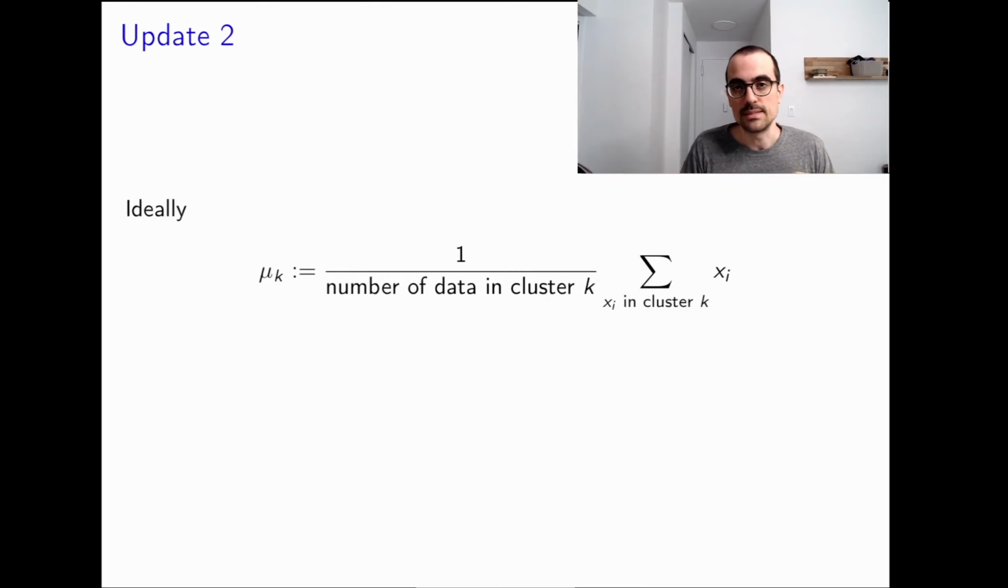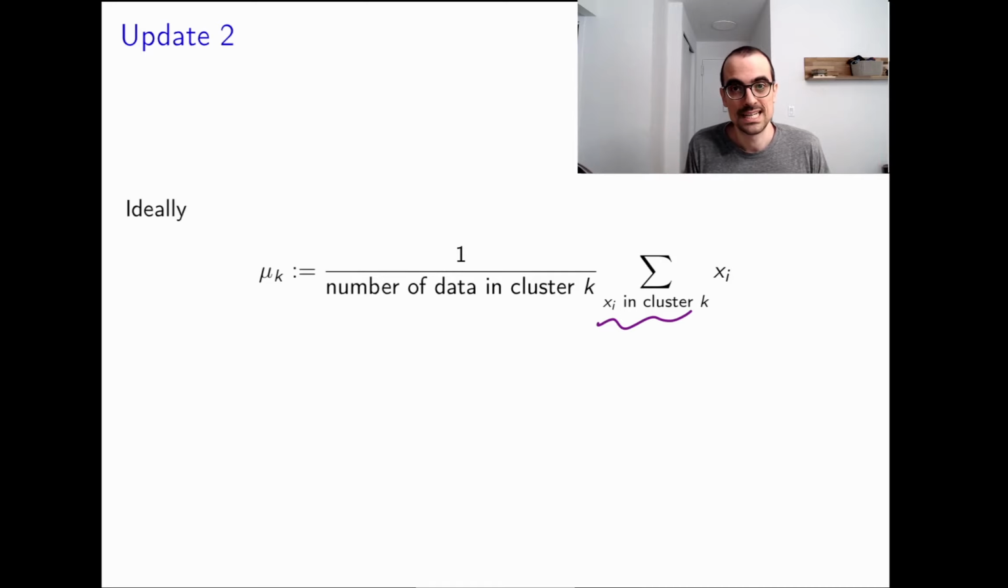Let's see how we would update the mean parameter for class k. So remember, if we knew which points are in class 1, which points are in class 2, like we did for the men and women, what would we do? We would take all the men and just average them. So we take the data in cluster k and we would just average them. That gives us our mean parameter.